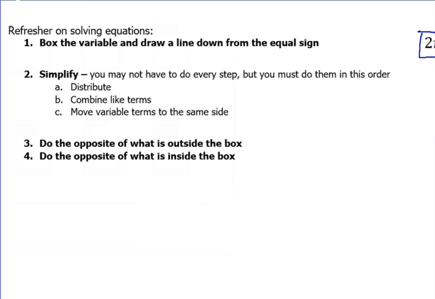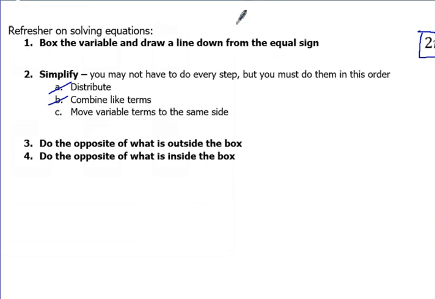In step 2, simplify. I don't always have these things all the time, but I need to do them in this order, so I'm going to check for them in this order. So distribute, there's no parentheses, so I'm going to take that off. Combine like terms. Like terms have to be on the same side of the equal sign. So on my left side, I have a variable and a constant or a number, so they can't be combined. On the right side, I have a variable and a constant. They can't be combined.